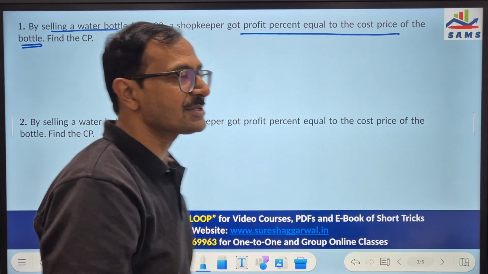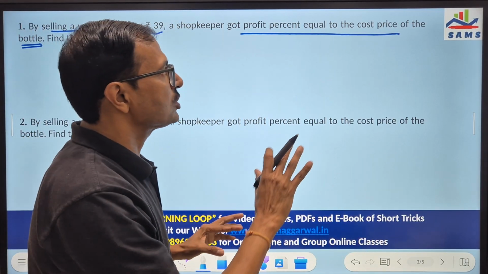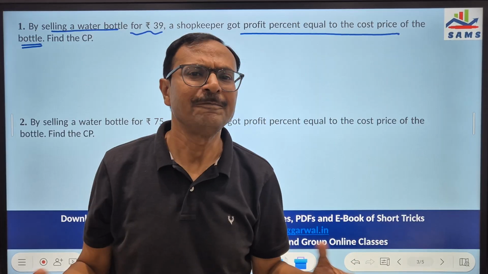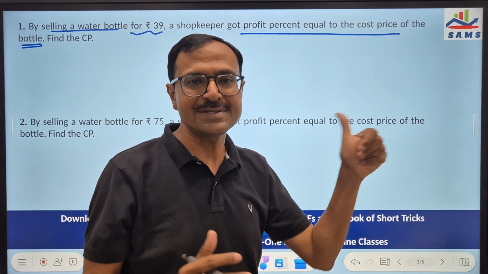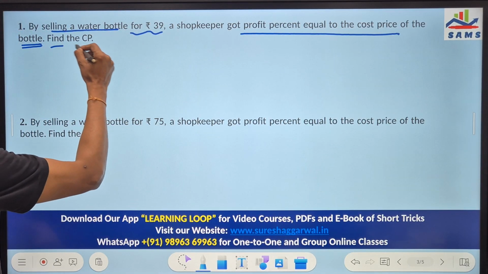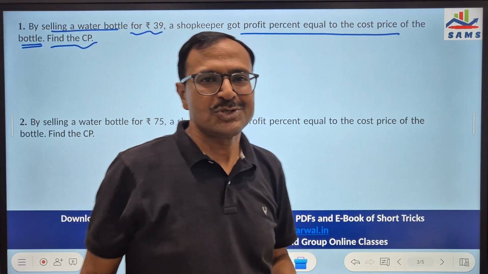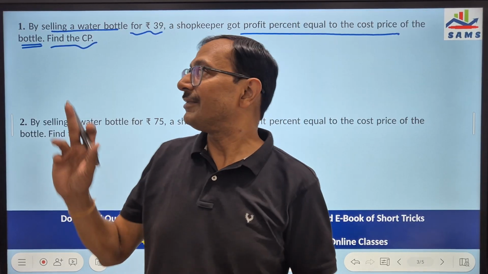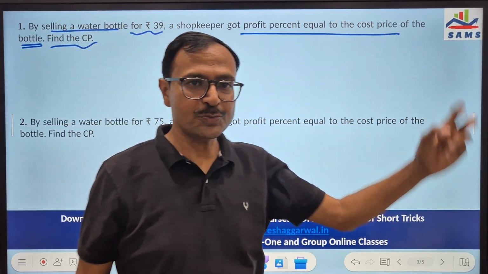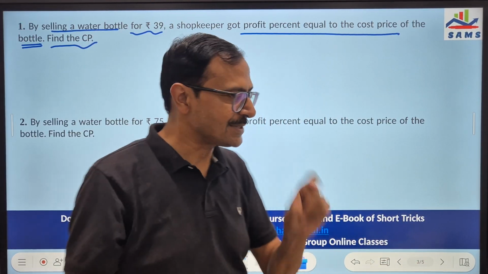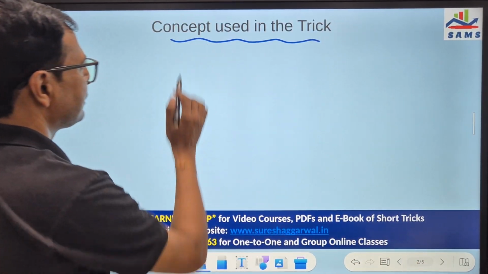Like if the profit percent is 25%, then the cost price is also 25. That is the exact meaning of the statement, and we have to find the cost price. So now you know the nature of the question. We are given a selling price and the condition is profit percent is equal to cost price, and we have to find the cost price. Now I'll go back to the concept of the trick.